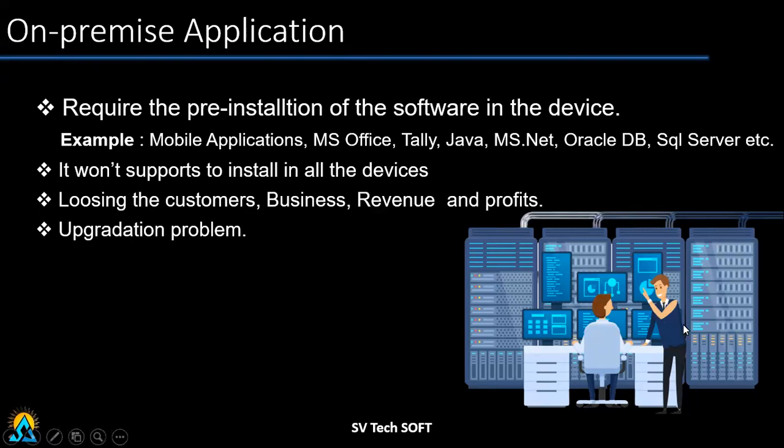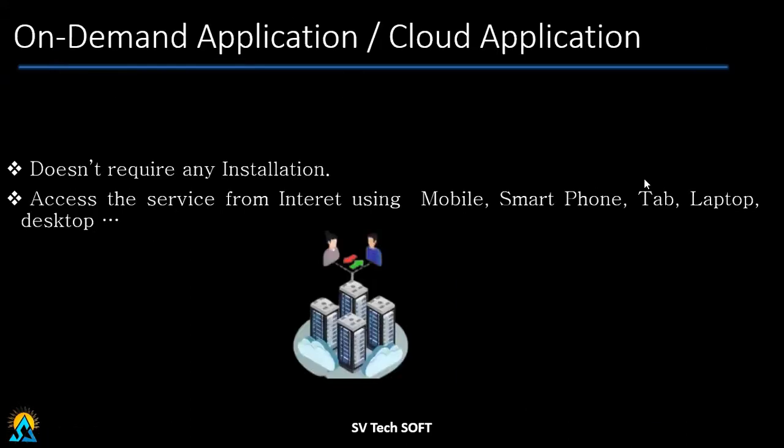Now, let's see on-demand. What is on-demand? It means cloud technology, cloud application. What is cloud? Cloud is nothing but it does not require any installation. Why? Because the companies access any particular software or hardware through the internet.